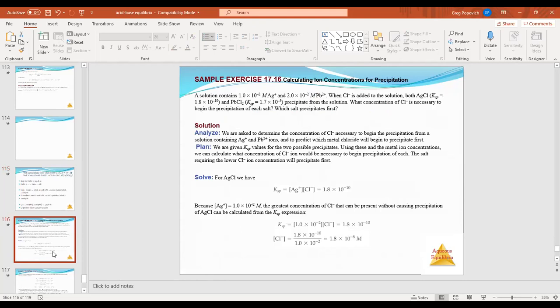I really don't think you're getting these, so we're going to continue doing these until 12:20. We have a solution that contains a concentration of silver and a concentration of lead. When chloride is added to the solution, both silver chloride and lead chloride can dissolve or precipitate. What concentration of chloride is necessary to precipitate each one? Which salt precipitates first? This is a question like the question in the quiz. Now, which Ksp is smaller, 1.8 × 10⁻¹⁰ or 1.7 × 10⁻⁵? Which one is smaller? The AgCl.